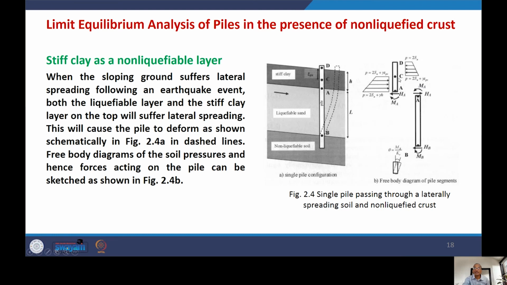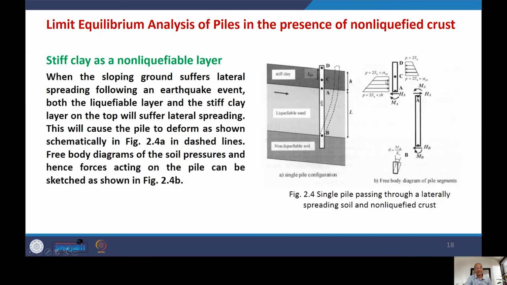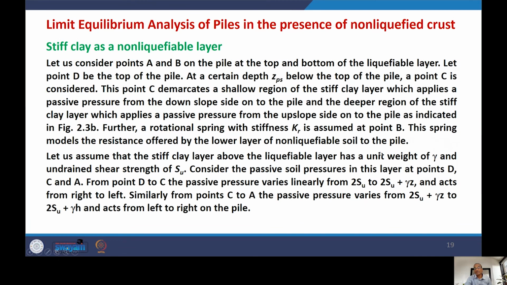Between C and A, what is the scenario? At point C, the passive pressure is already given by 2Su plus gamma Z. But at the base, this is further increased to 2Su plus gamma H, where H is the height of the stiff clay layer. So this was the variation shown related to passive pressure in both the segments.